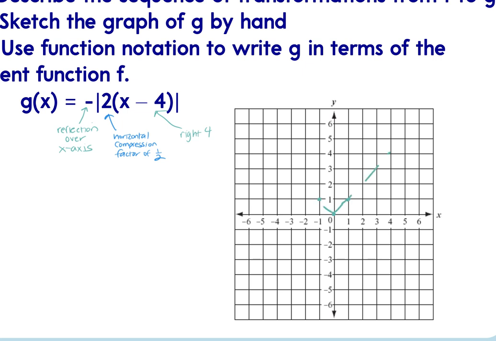Okay, so my typical graph is up 1 and out 1. It would have been like that, but we're going to compress the x coordinates by a half. So we're still going to go up 1, but instead of going out 1, we're only going out a half. So out a half and up 1, and out a half and up 1. Now we're going to shift it to the right 4, and do the same thing: right a half and up 1, right a half and up 1. Oh, but we're going to go down, so down and out, to flip it over the x-axis.